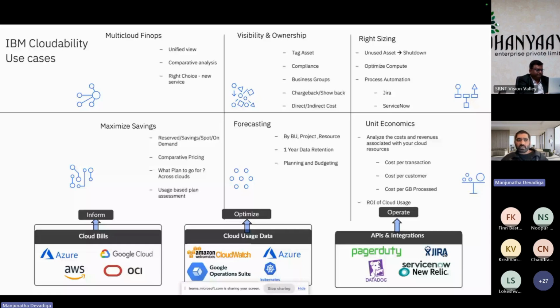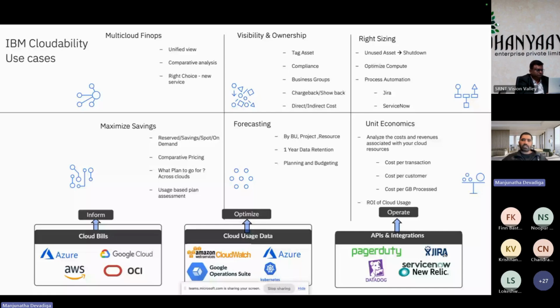Now you need to tag those assets. Once you tag that asset, you get the visibility of all the assets that are part of your consumption. Then it will help you to tag those to the business groups, so that you know what is the cloud spend for a specific business entity, what is the cloud spend for marketing, sales, so that you exactly know how much I am spending for this department. How can I charge them back? Can I show them back? What is my direct cost and indirect cost for running these services on the cloud?